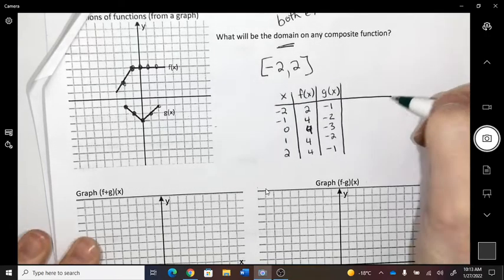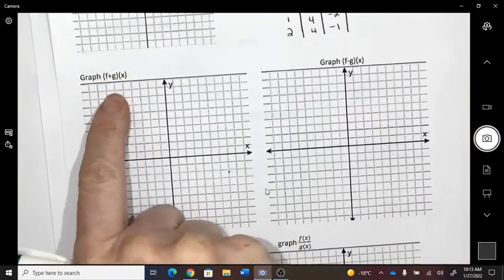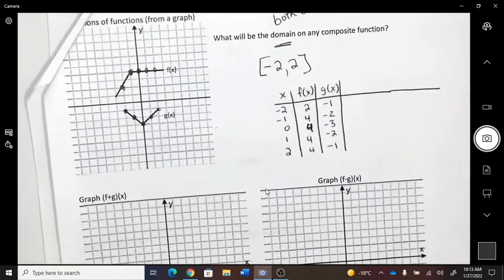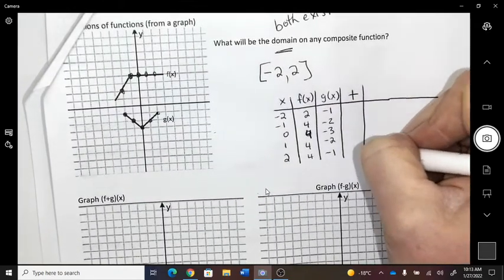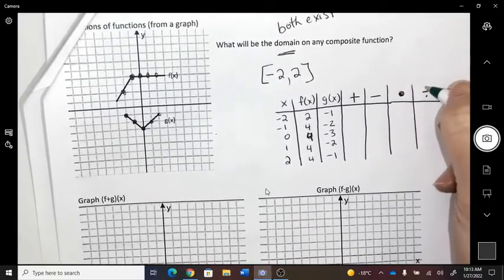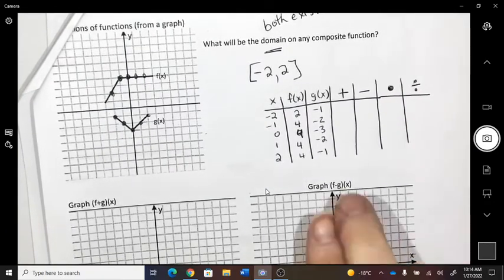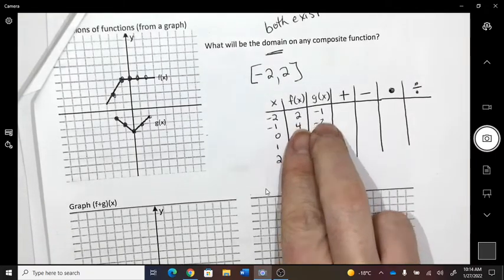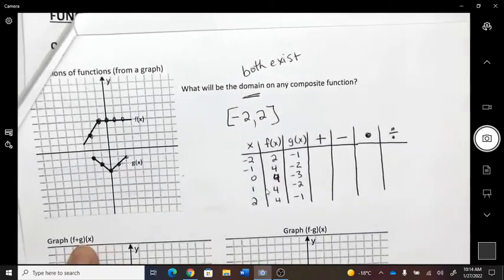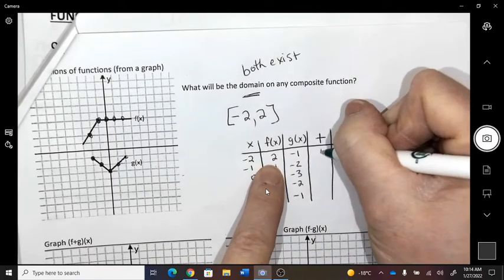Okay, now I'm looking into my question here. We're going to have to do the functions added. This one's asking us to subtract, times, and divide. Okay, so I'm going to create this chart since I have to do all of them. Okay, on this question, we're going to say what's the f function plus the g function? So what do you get when you add them together? So what's 2 plus -1? That's 1.